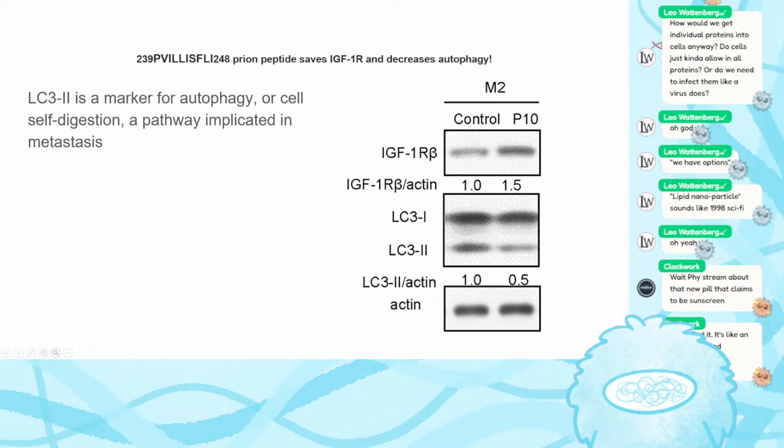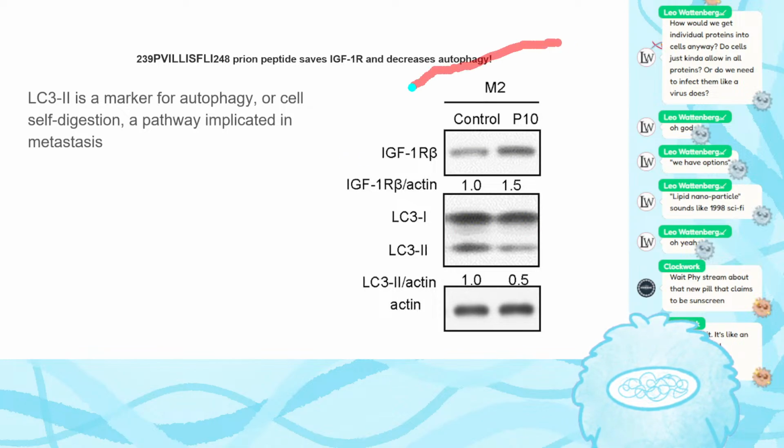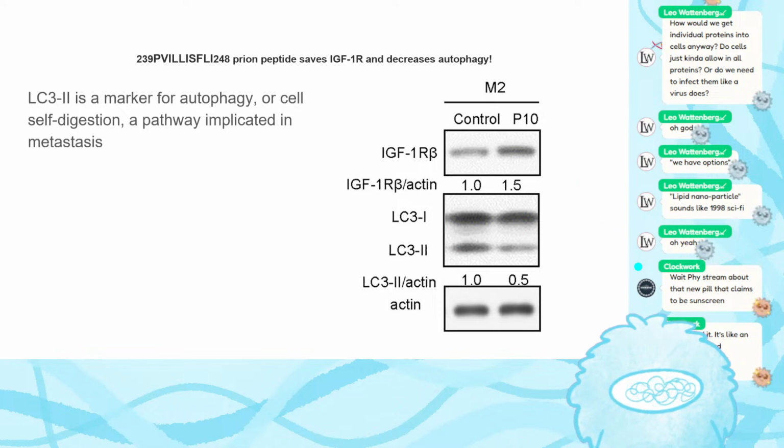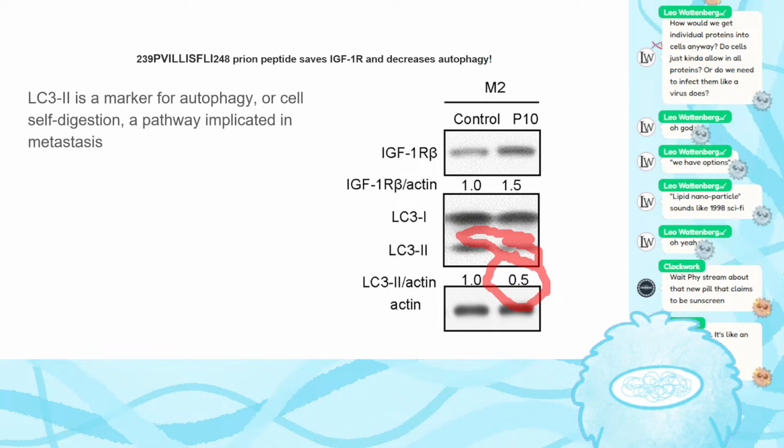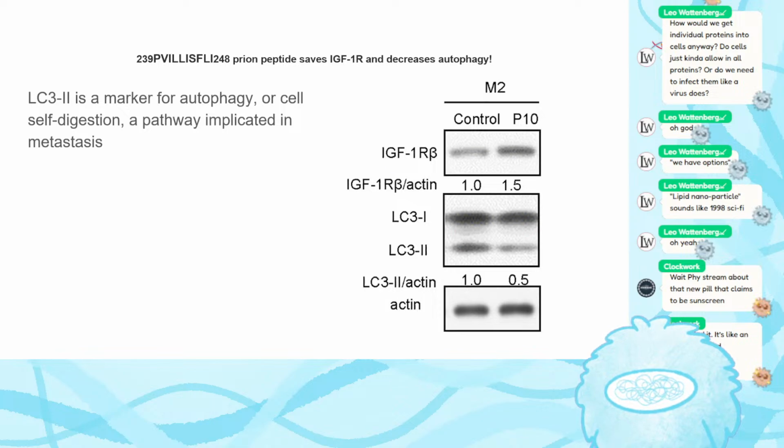So does this have implications for IGF and autophagy? And the answer is yes, right? So LC3-2 is a marker for autophagy, or cell digestion, a pathway implicated in metastasis. So you can see that as you add the peptide, that's what this P10 is, you save IGF-1, right? You have a baseline of 1. After you add that peptide, you have more IGF-1. More IGF-1, you have decreased autophagy, right? So this is the bar we're looking at, and then the ratio is 0.5. So you are decreasing the amount of autophagy, which should help with controlling this cancer.